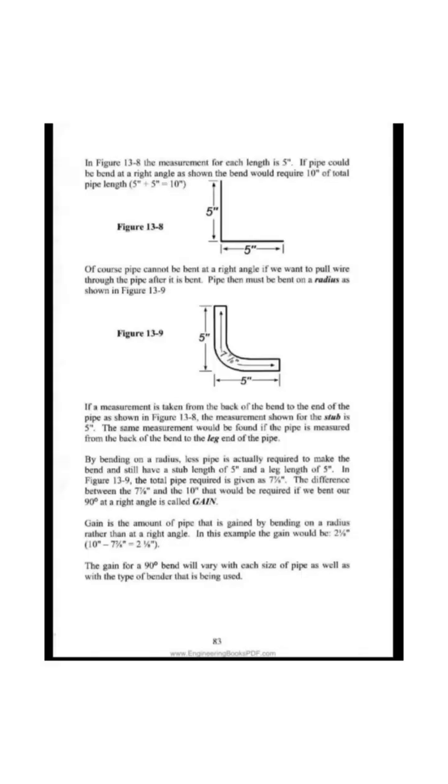The gain for a 90 degree bend will vary with each size of pipe as well as with the type of bender that is being used. To find gain for a given size of pipe and a given bender, proceed as follows. 1. Select and measure a straight length of scrap pipe. For this example let's say that the scrap piece of pipe is 36 inches long.